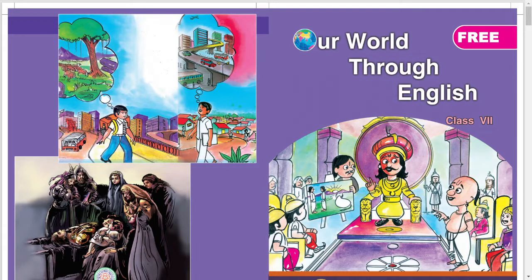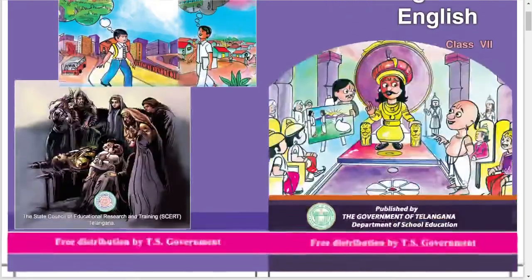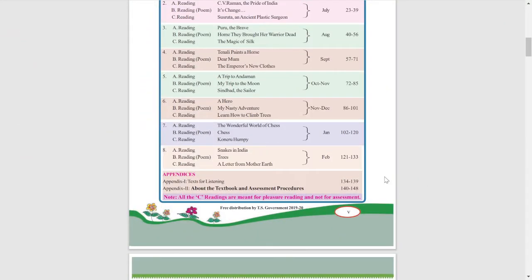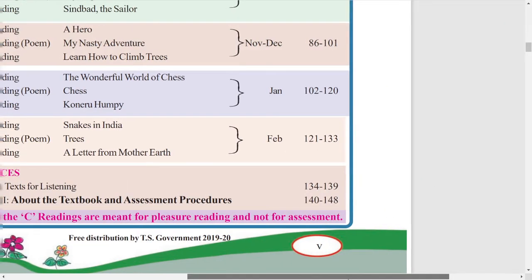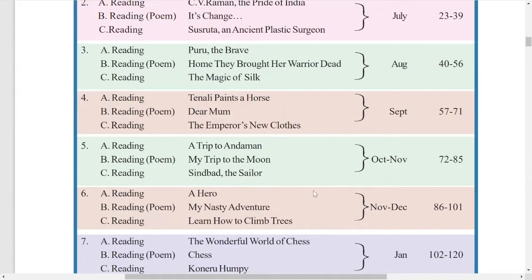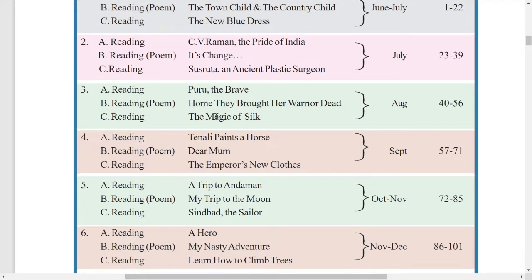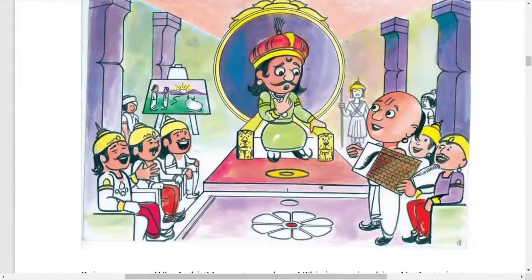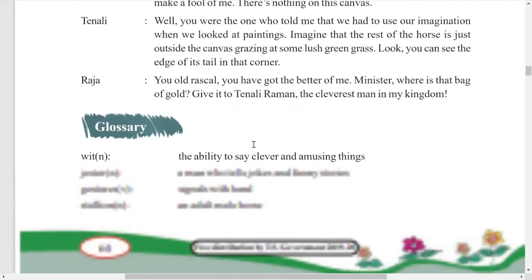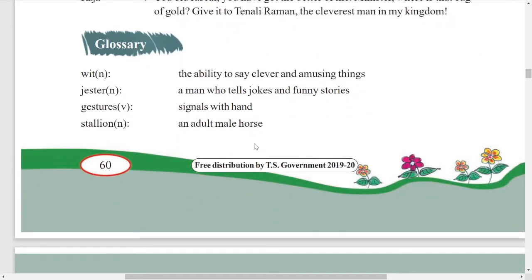So in this video, I'm going to teach you 7th class Unit 4 grammar, and here we can see that Unit 4 consists of Tenali paints a horse, Dear Mom, and the Emperor's new clothes. Let us get started with the Glossary of Reading A. Look at the Glossary of Reading A.